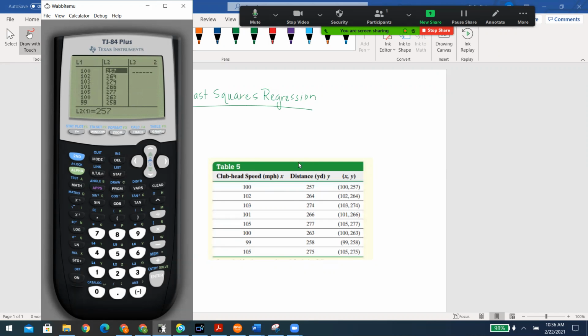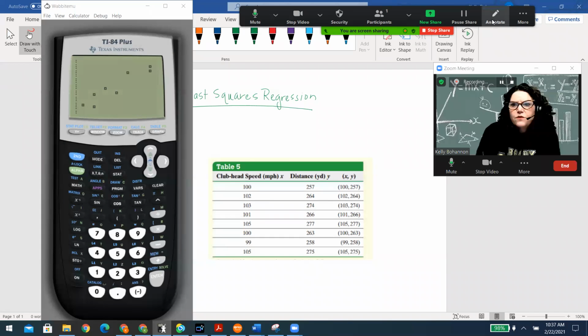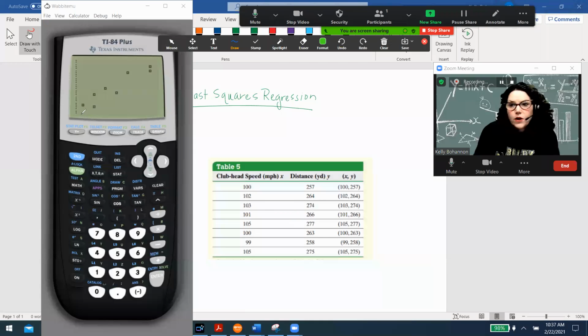We're talking about golf clubs and the effect of club head speed on the distance that you can drive a golf ball. So that's what this is all about. When I go to graph, and I've already hit zoom 9, these are the dots that I've put in. So we could draw on here what we would call our line of best fit. It won't be very good because I can't use a ruler on here, but if I was just going to draw a line, I might draw it right there.